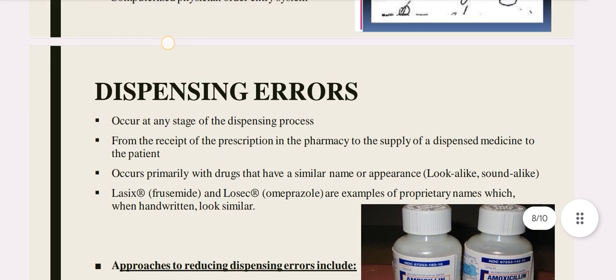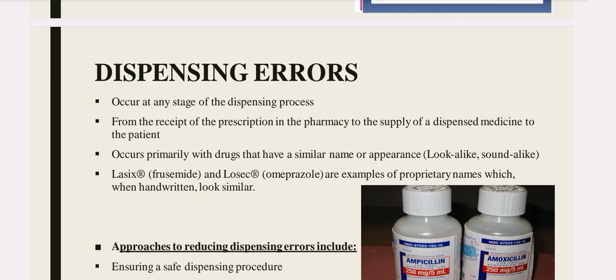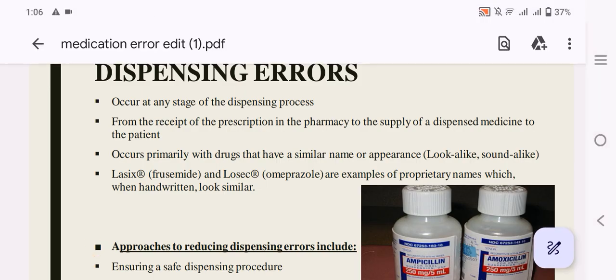Then we have dispensing errors. These are the errors that occur during the dispensing process, from the receipt of the prescription in the pharmacy to the supply of a dispensing medicine to the patient. It occurs with the drugs that have very similar name or appearance, which are look-alike and sound-alike drugs. For example, we have Lasix, which has an active ingredient furosemide, and we have Losec, which has an active ingredient omeprazole. They look very similar when handwritten.